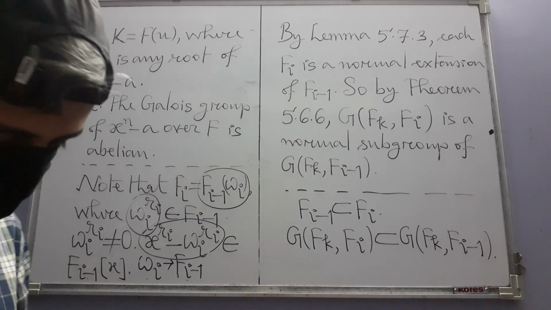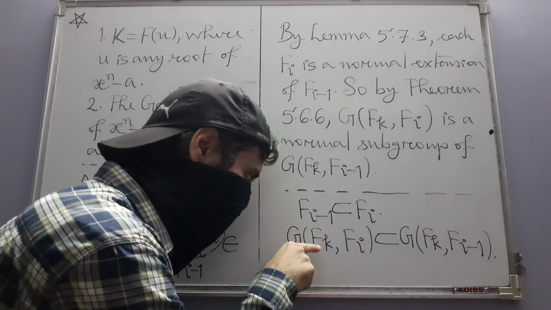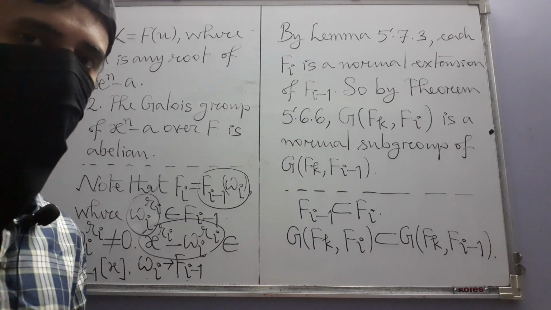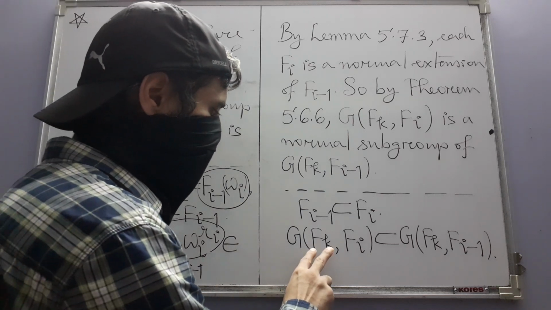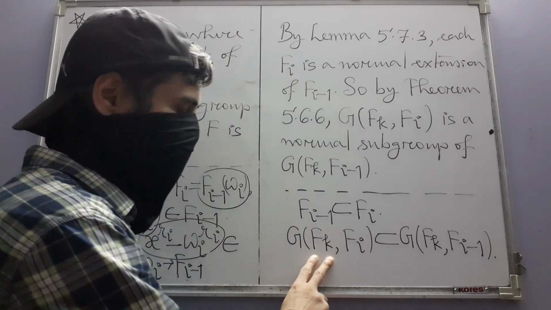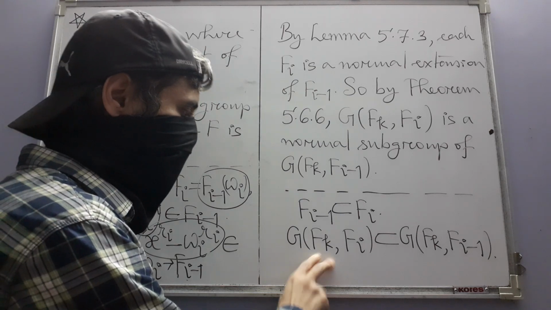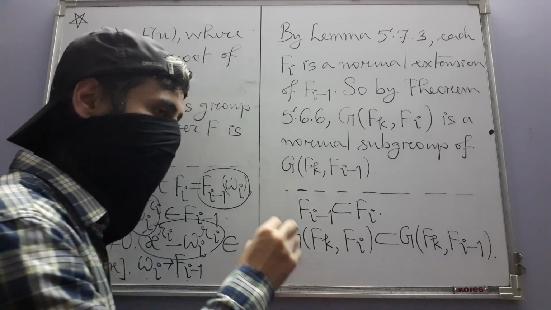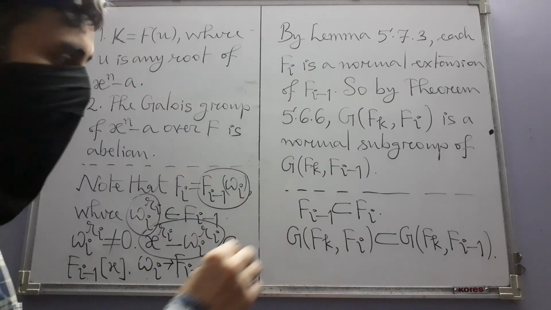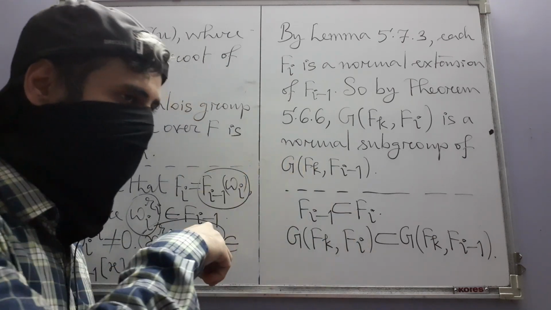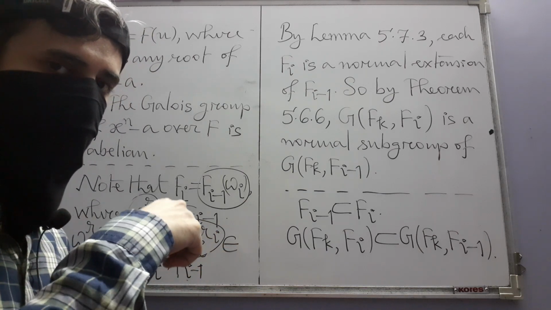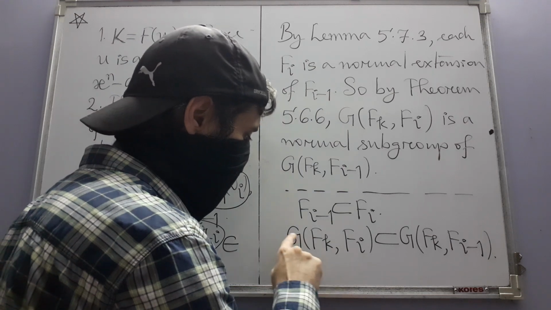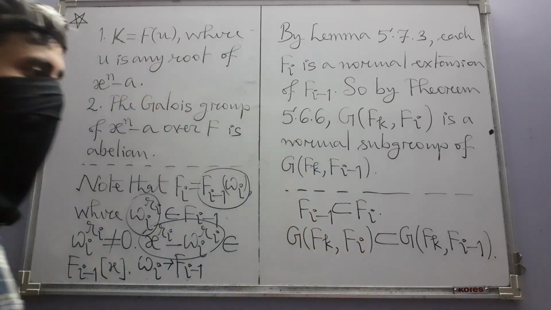This group has the automorphisms of Fk that fix all the elements of Fi. That means if you consider any automorphism of the field Fk and then you see whether that automorphism changes nothing coming from Fi. You take any field element from Fi, put that in that automorphism, it gives you that element back. It doesn't change it. That type of automorphisms constitute this group.